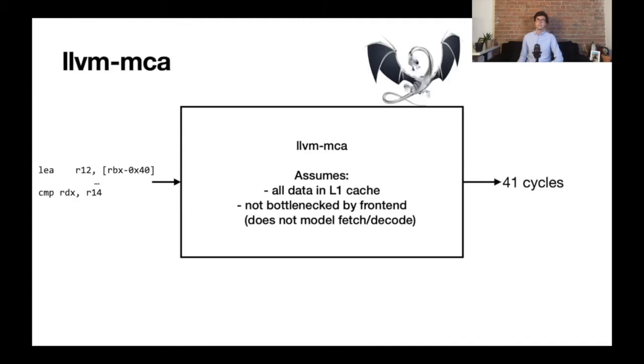So let's concretize this a little bit on a specific basic block throughput predictor, LLVM-MCA. LLVM-MCA is a basic block throughput predictor included in LLVM, whose main design goal is to expose LLVM's instruction scheduling model for testing. LLVM-MCA makes two core assumptions. First, that all data writes and reads resolve in the L1 cache, so LLVM-MCA doesn't really model the memory hierarchy. And then also that code is not bottlenecked by the front end, so LLVM-MCA doesn't model fetching and decoding of instructions.